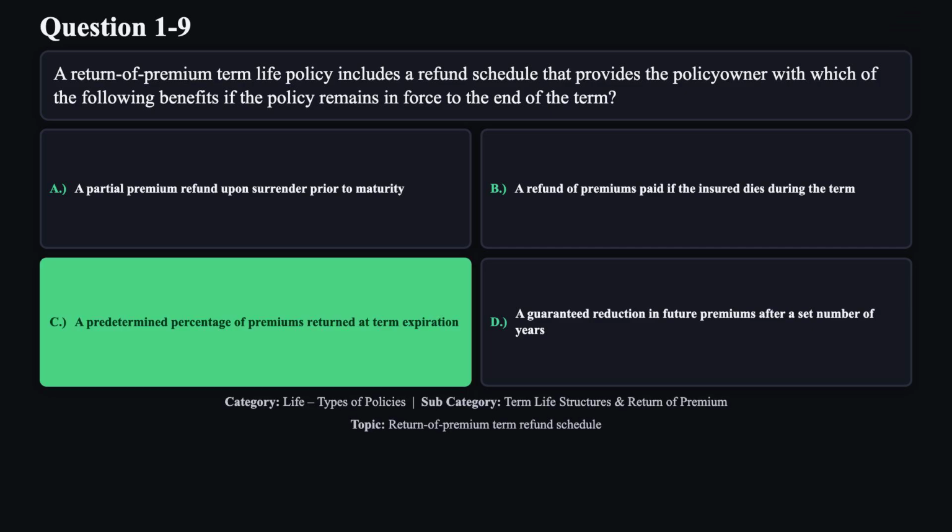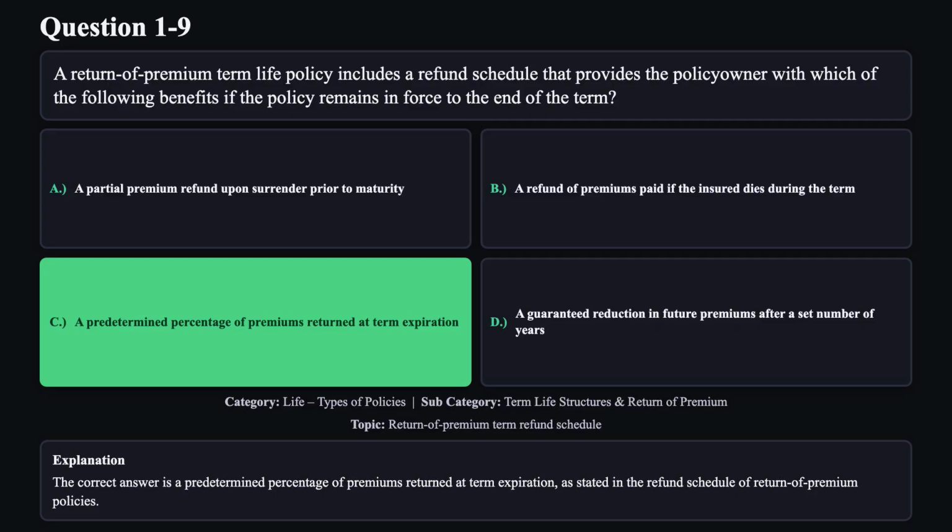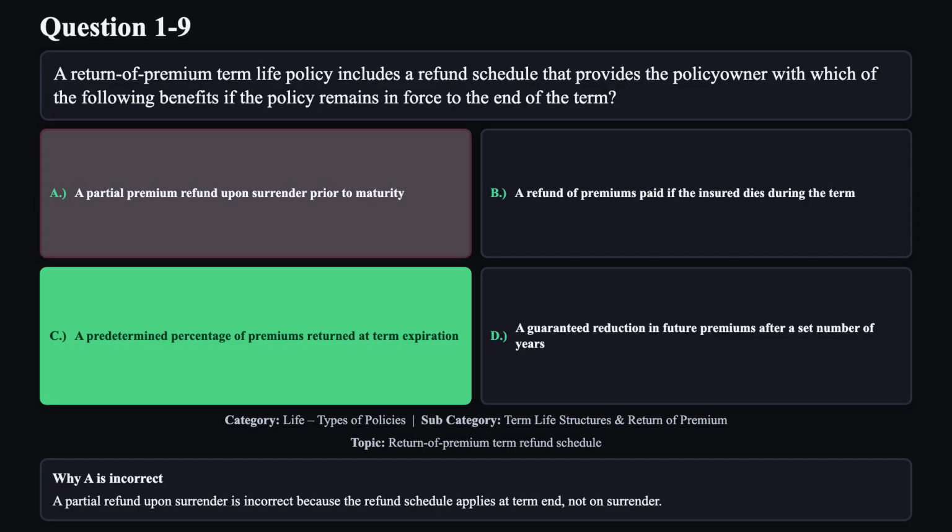The correct answer is C. The correct answer is a predetermined percentage of premiums returned at term expiration, as stated in the refund schedule of return of premium policies. Reason A is not correct. A partial refund upon surrender is incorrect because the refund schedule applies at term end, not on surrender.